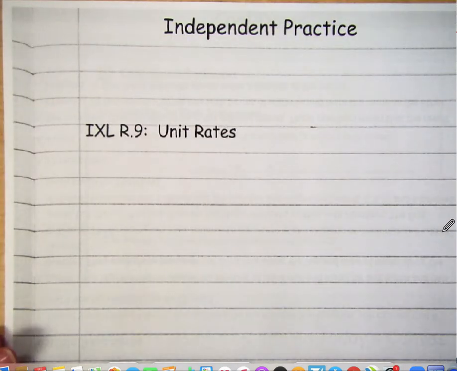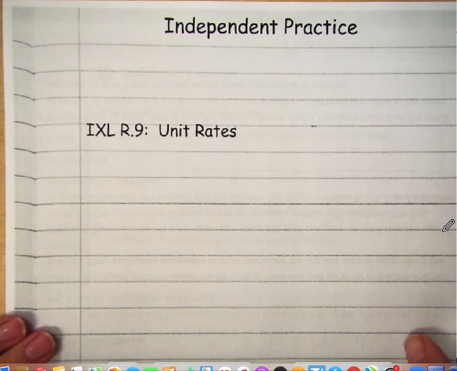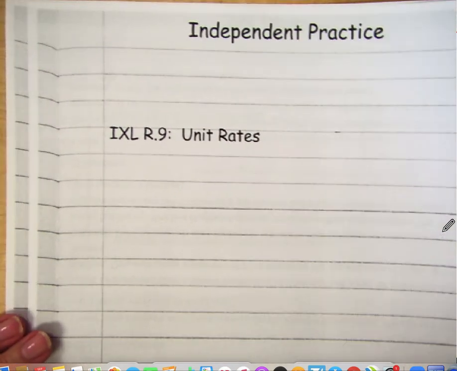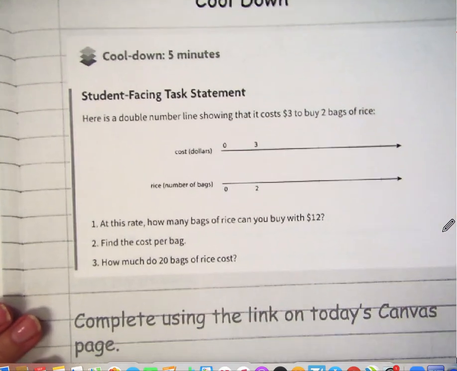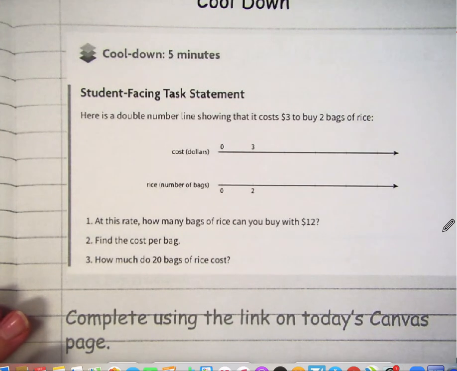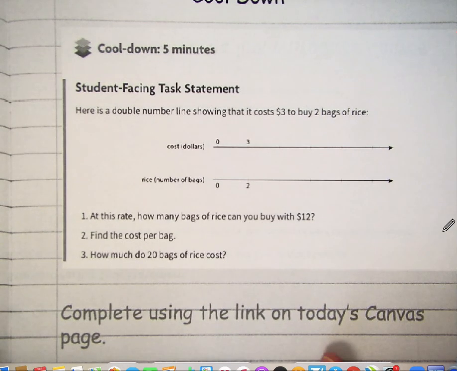Okay, so what I want you to do is take some time now and practice on IXL R9. This is your opportunity to practice. You may use a calculator if you so desire. Once you finish practicing and you feel comfortable, I want you to come back to your Canvas page and complete this problem using your link on the Canvas page. Okay? Does anybody have any questions?